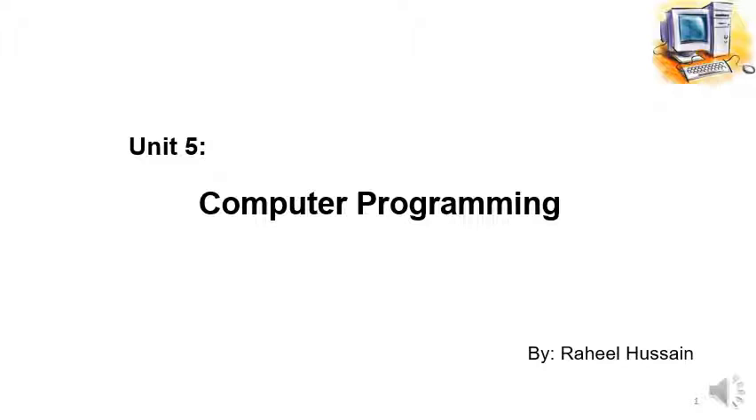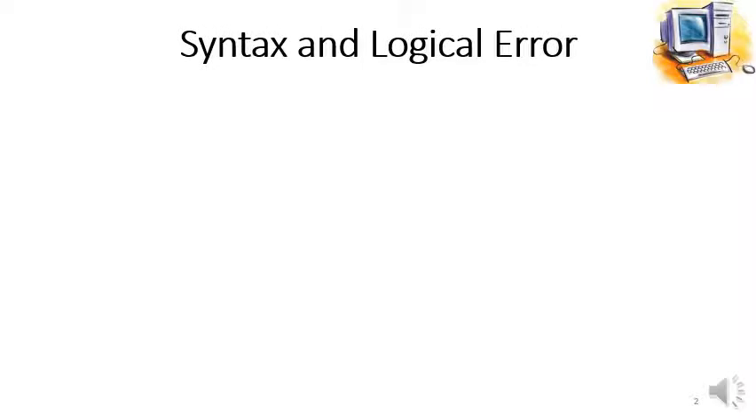Students, we are in unit 5, that is computer programming, and in this lesson we will discuss syntax and logical errors. These are the two types of errors that normally occur during programming. Further we will see the arithmetic expression, that is, what is meant by arithmetic expression. Syntax and logical error. First of all, the syntax error.